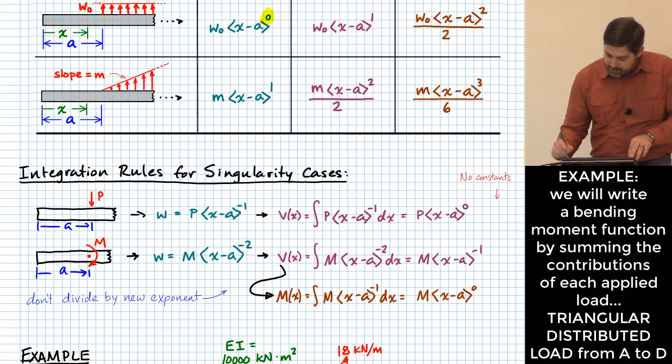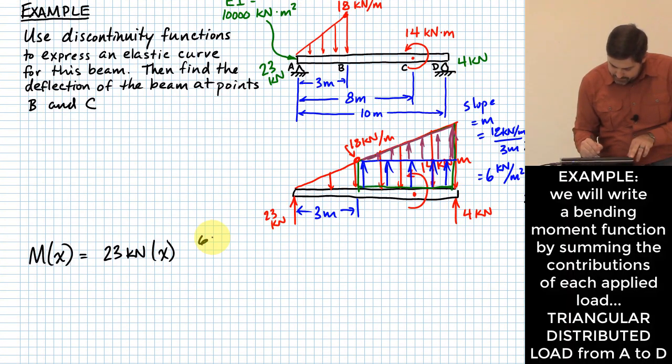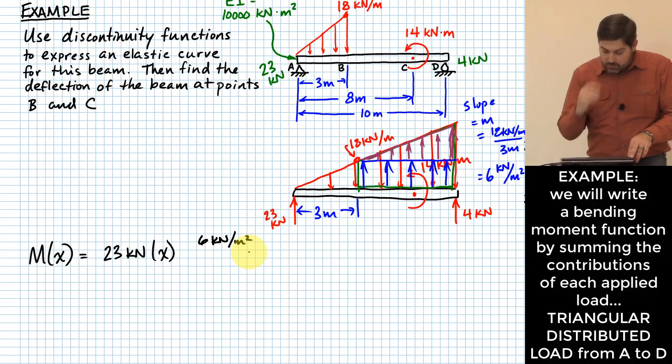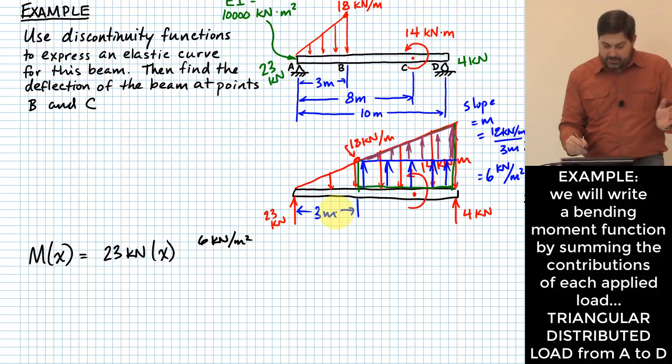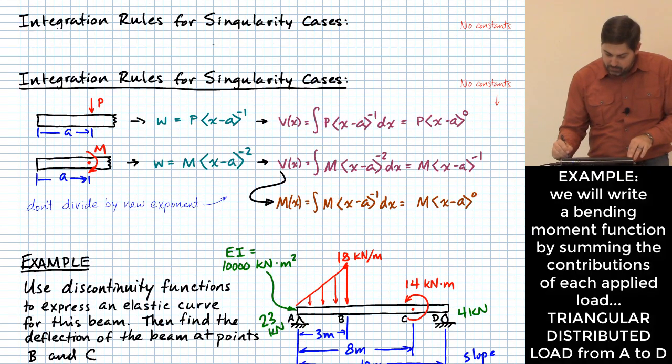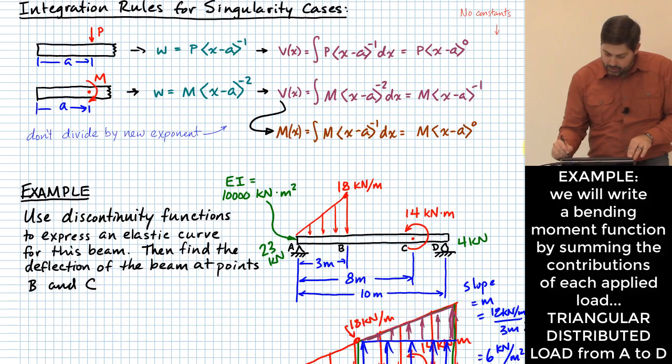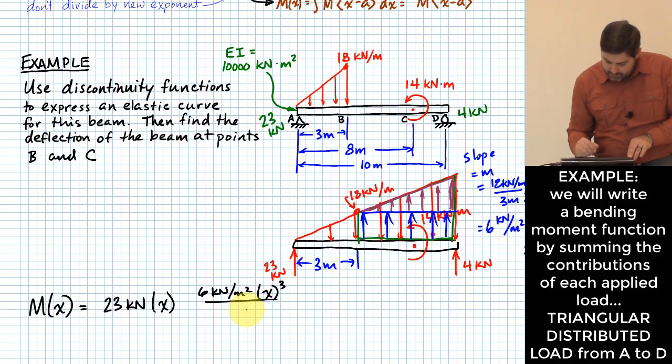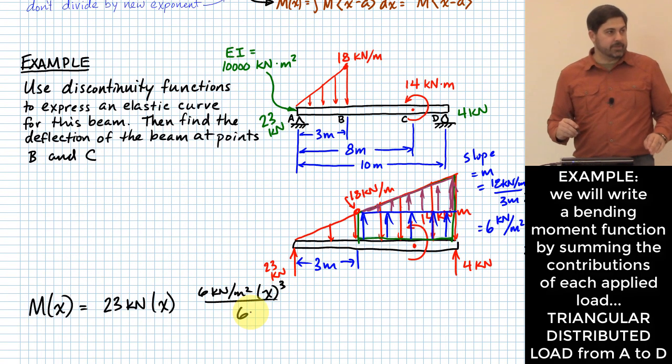So I'm just going to put in here m, right? 6 kilonewtons per square meter. Again, because we don't have any material that is to the left of this point, I can still just take this and say this is going to be x, and it's going to be raised to the third, right, over 6.